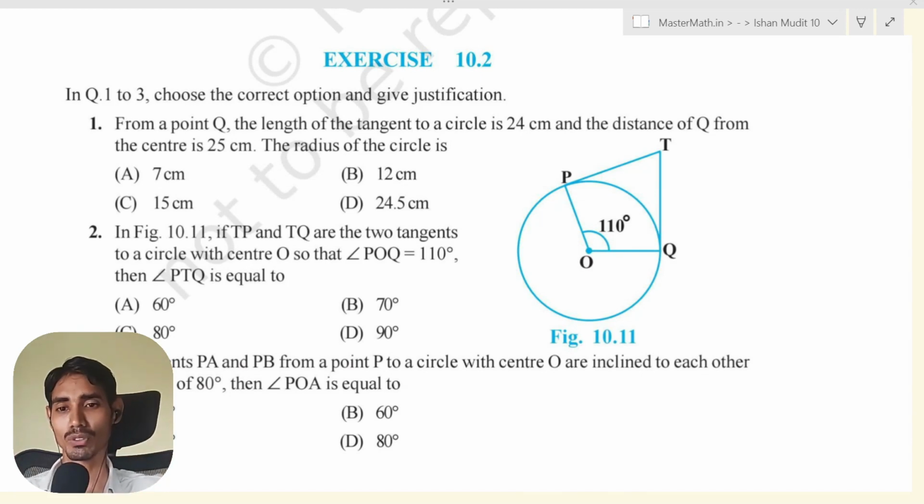So please try the first question. Although we have done this, just give it a try. First question. We'll do one or two more questions and then wind up today. 10.2 first.